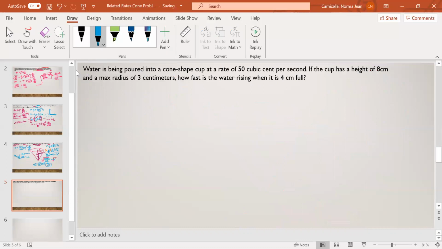All right, water is being poured into a cone shape at a rate of 50 cubic centimeters per second. If the cup has a height of 8 centimeters and a maximum radius of 3 centimeters, how fast is the water rising when it's 4 centimeters full? Okay, we got a related rates problem. 50 cubic centimeters means volume. The height we know is 8 centimeters, and the maximum radius is 3 centimeters. How fast is the water rising? That means change in height, so that's dH/dt.